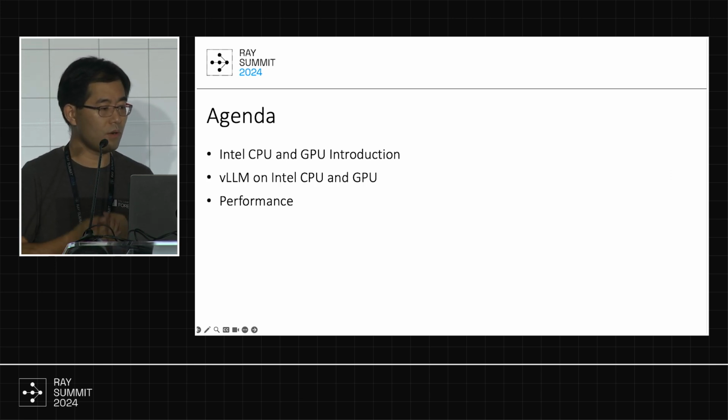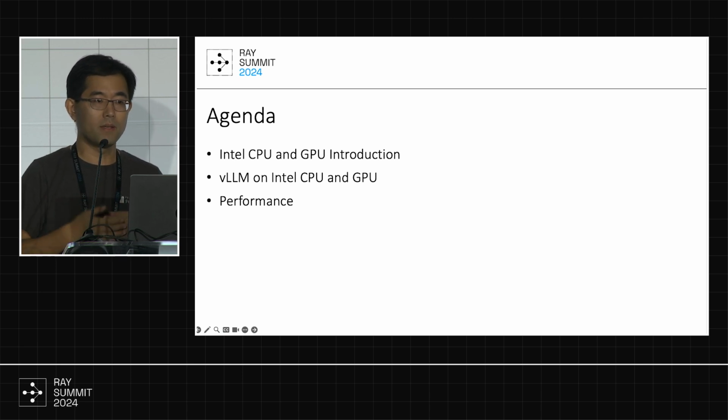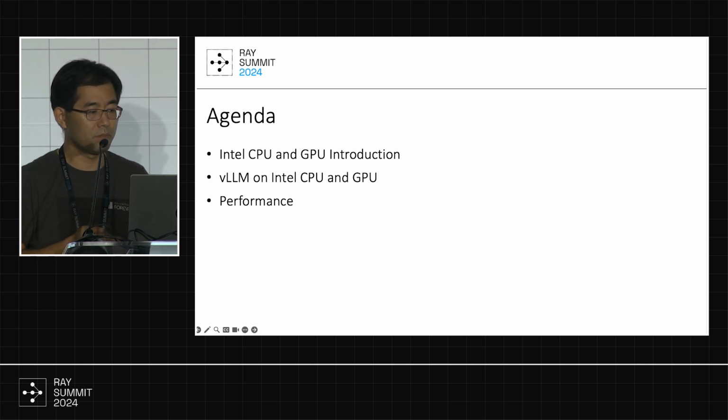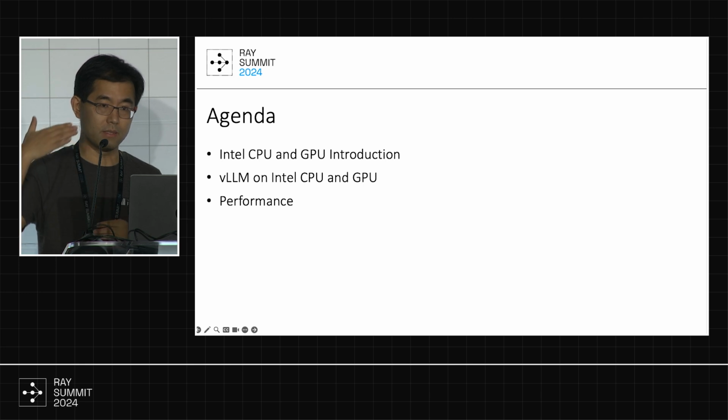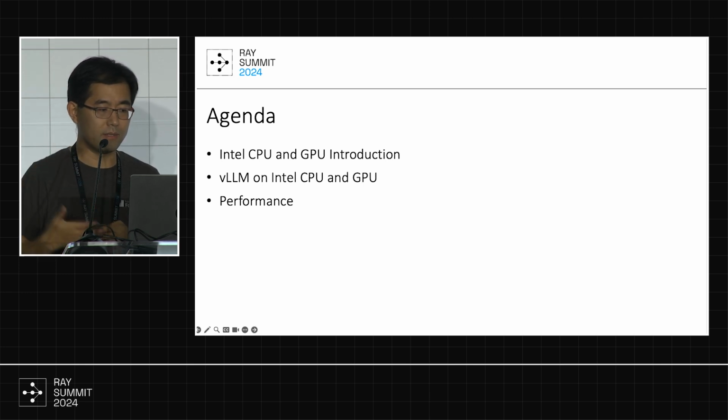The quick agenda. I'll first talk about the Intel CPU and GPU introduction, their AI-related features, and then the software stacks on Intel CPU and GPU. In the second part, I'll talk about vLLM integration on Intel CPU and GPU platforms, the key features, enabling status, and the next steps on Intel platforms. In the last part, I'll also present some performance numbers from our latest platforms.